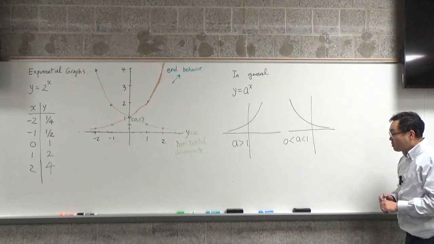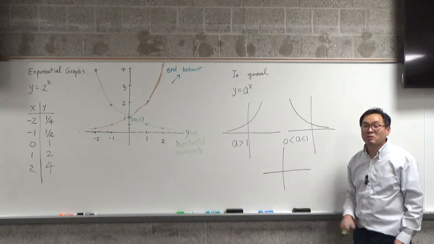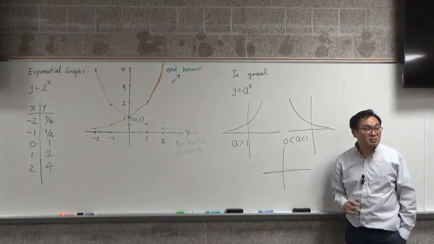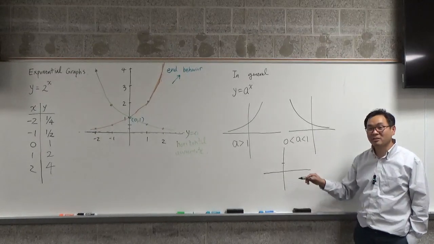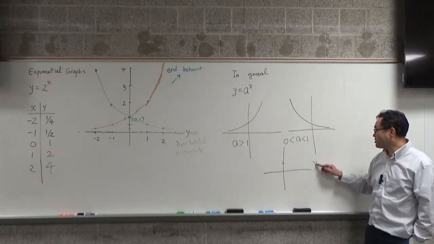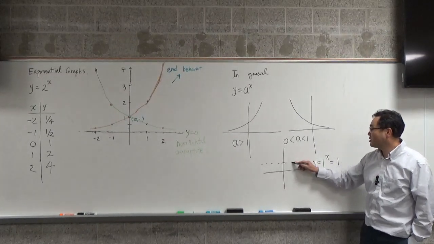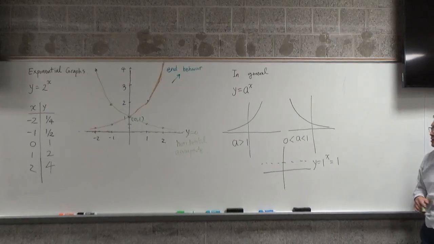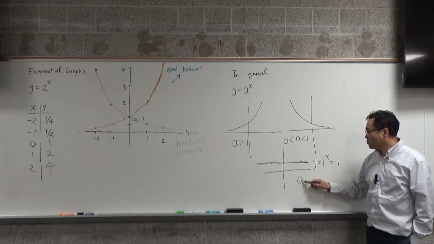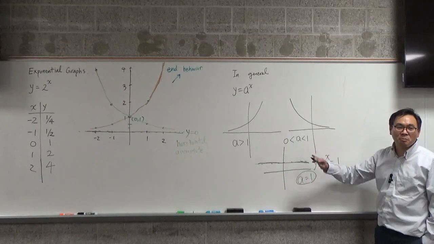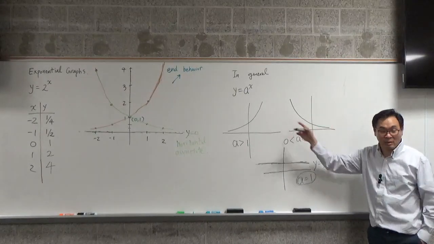Now let me throw just one more special case. What if a is exactly 1? What would be the graph of 1 to the x power? It's a straight line because it's always 1, right? If y is equal to 1 to the x power, then it's just always 1. So you have a horizontal straight line. But a equal to 1 rarely appears, so you don't have to remember this as a separate thing. You just have to remember these two shapes.